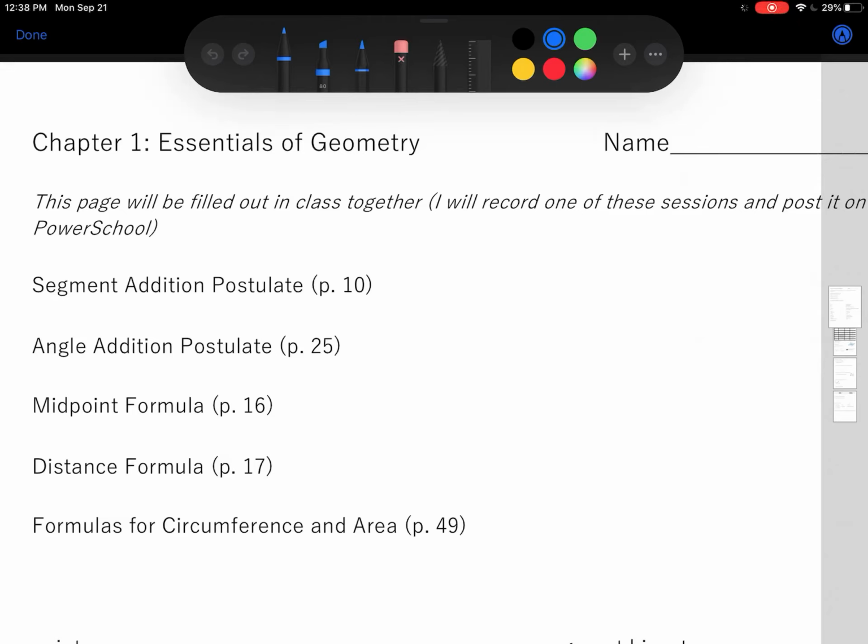Our plan is to fill out this whole page, just so first of all we can write it down and remember everything, and second of all it'll all be in one spot so that you can study for your test on Wednesday. First is segment addition postulate.